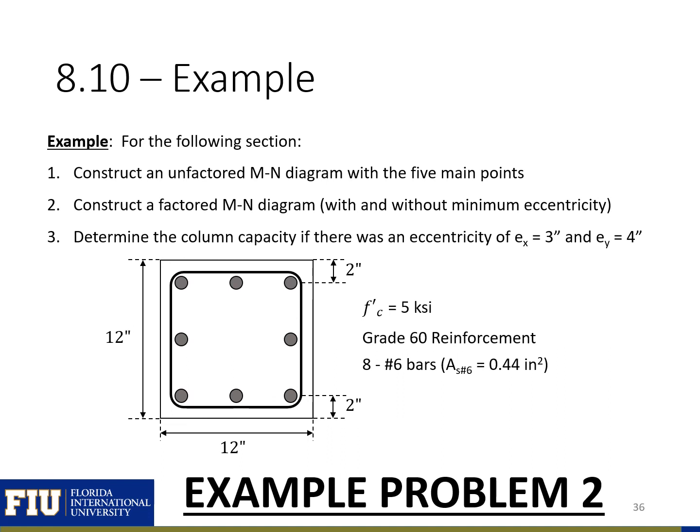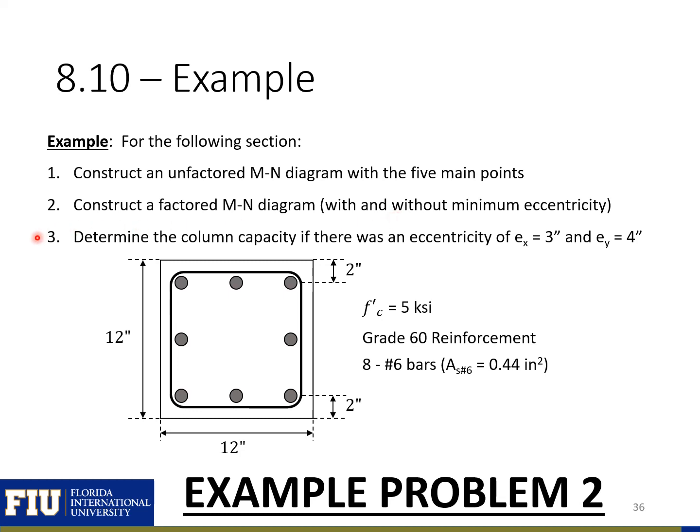We'll practice everything that we've learned with this example problem. So for this square column, that's 12 inches by 12 inches with 8 number 6 bars and 2 inches from the outside of our column to the center of our steel, grade 60 reinforcement, 5 ksi compressive strength for our concrete. For this column, we're going to construct an unfactored moment-axial load interaction diagram with our 5 main points. Then we're going to construct a factored moment-axial interaction diagram, both with and without our minimum eccentricity limit.